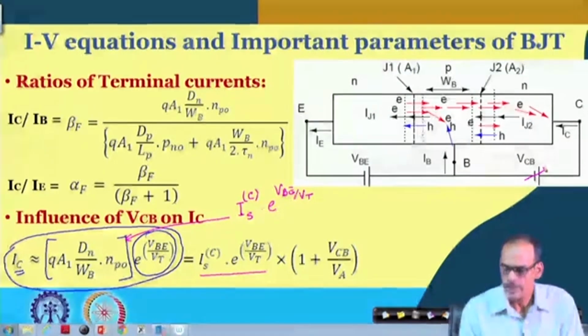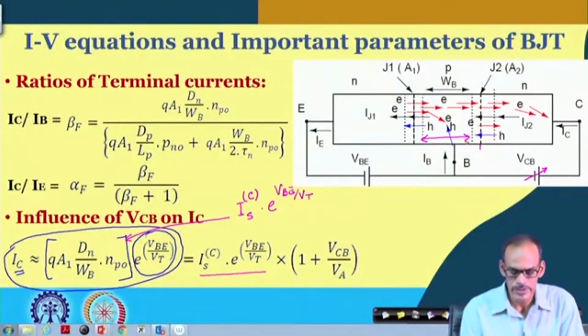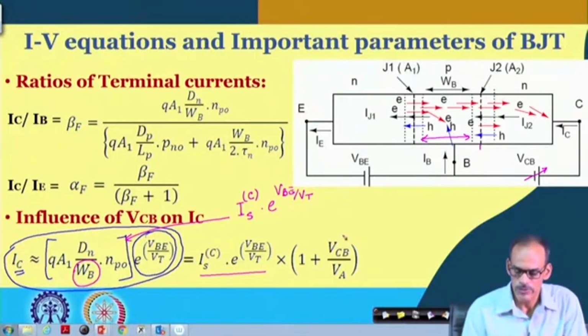And also you may be aware that if we change this V_CB, the collector to base voltage, it is expected that the second junction is getting more and more reverse biased, particularly if you increase it, and as a result the depletion region around this junction increases. So, naturally that decreases the effective base width. So, if this base width is a function of V_CB, naturally this part has some weak dependency.